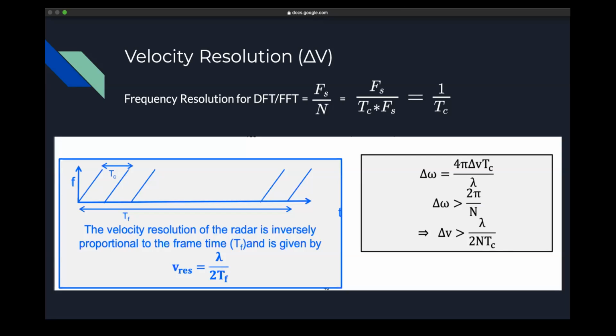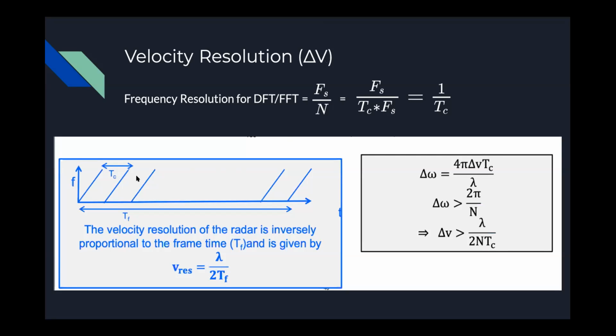Now, velocity resolution can also be found in a similar way. If you are using single chirps separated by Tc, then the velocity resolution can be derived to be lambda by 2 Tf, where Tf is the total frame time considered.